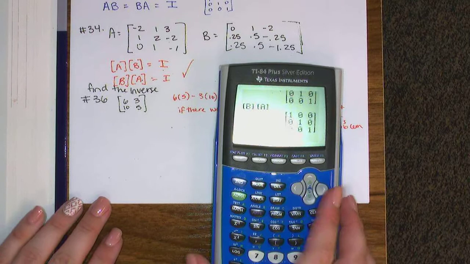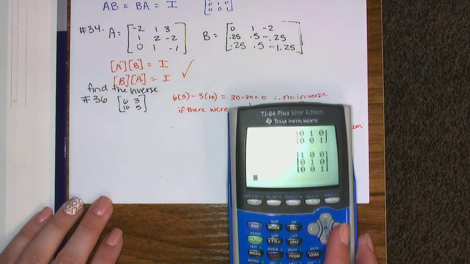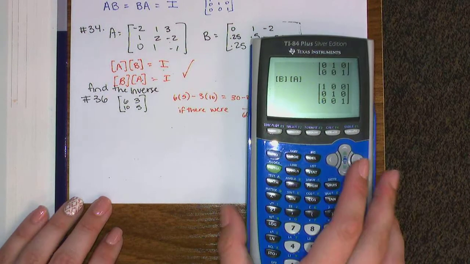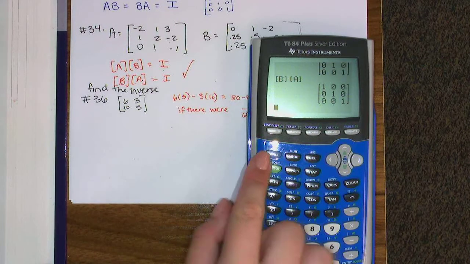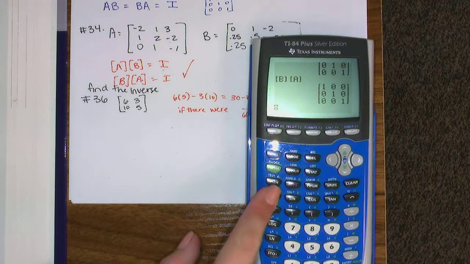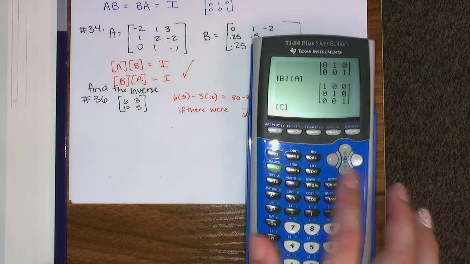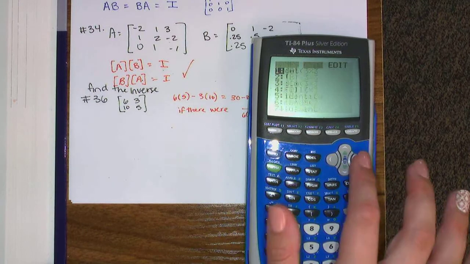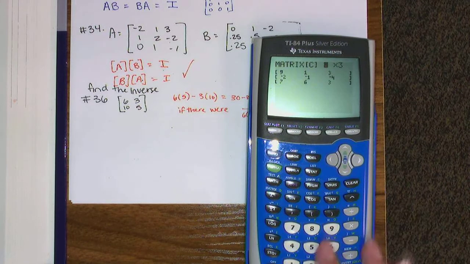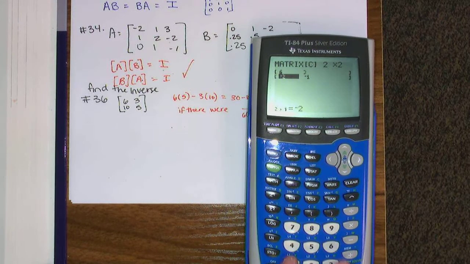Let me show you how to just check in case you think that you did something wrong. I'm going to type this matrix in. I'm just going to put it in matrix C so I don't have to adjust a whole lot of stuff here. Second matrix. Need to go to the edit option. I need a 2 by 2. So I'm just going to type these in: 6, 3, 10, 5.